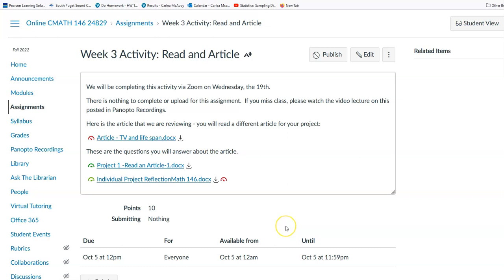This was just, again, an activity that you wouldn't see on your side. I just put it in there so we'd have one to practice.